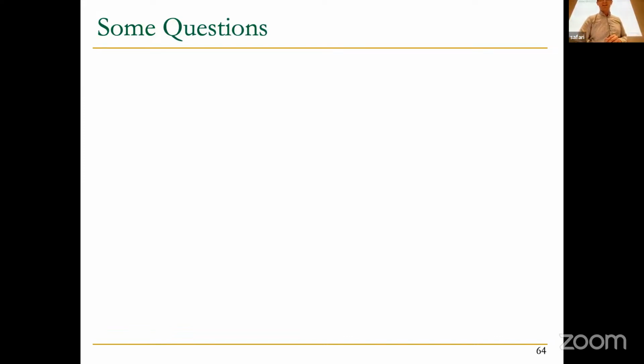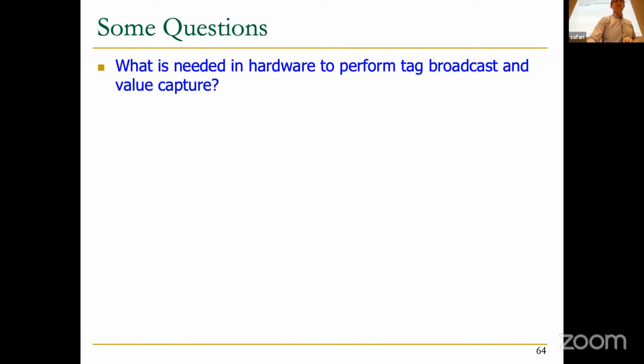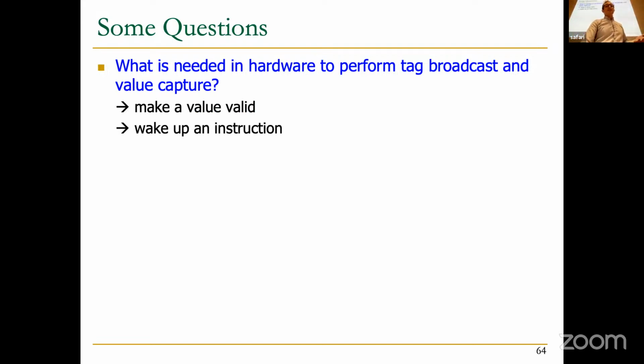Actually, we should probably take a break, but let me cover these questions very quickly. What is needed in hardware to perform tag broadcast and value capture? Basically, you need to make a value valid and wake up an instruction. For this, you need wires, comparators, and logic. Basically, a lot of hardware, and this is expensive hardware.